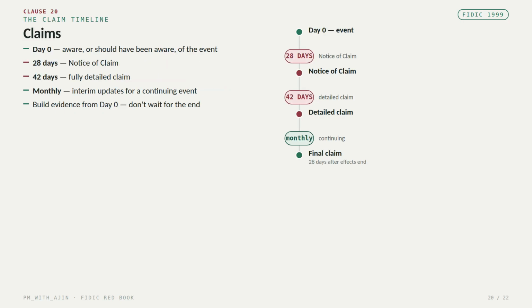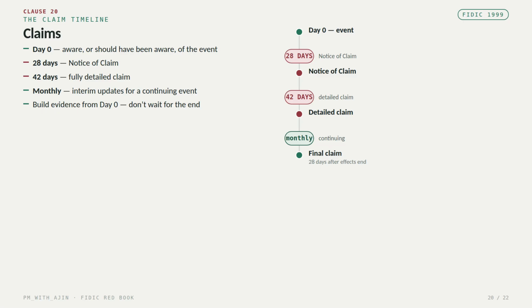Finally, we come to one of the most important clauses for claims professionals, clause 20. Let's look at the timeline carefully. Day 0 is the date when the contractor becomes aware, or should have become aware, of the event giving rise to the claim. The contractor generally has 28 days to submit the initial notice of claim.